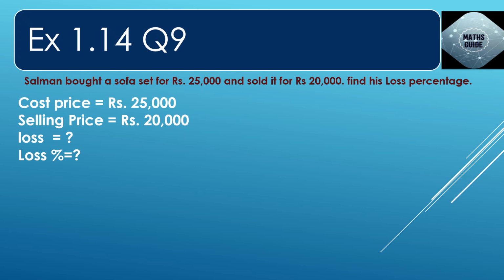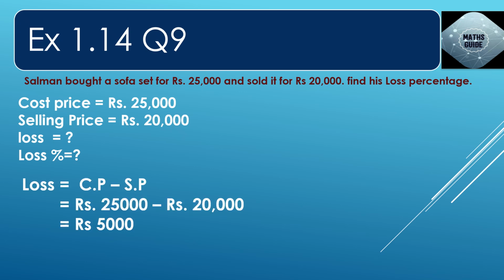Loss we have to find out, and loss percentage also. Now let's first of all find out what is the loss. Loss is equal to cost price minus selling price. As the cost price is greater than the selling price, so it's a loss. The difference between the cost price and selling price is rupees 5,000.